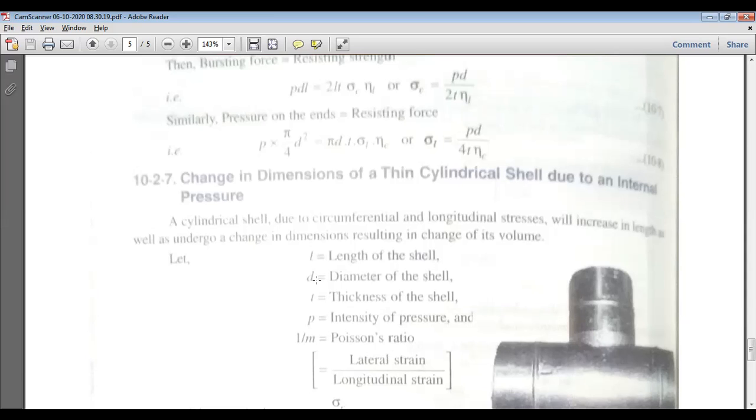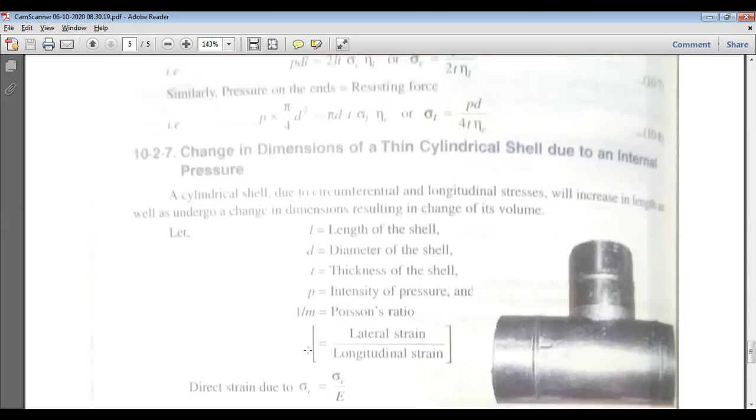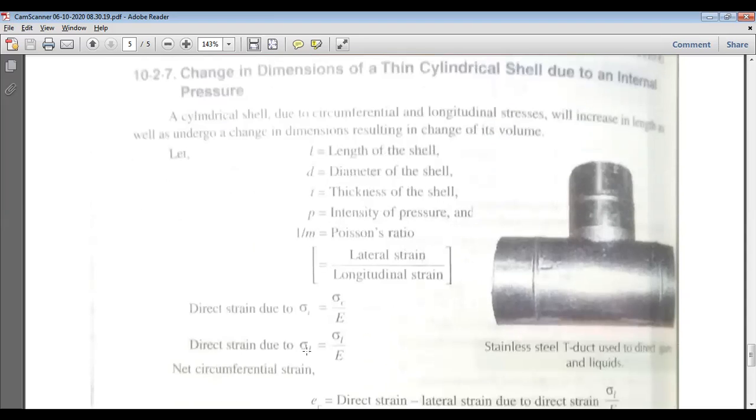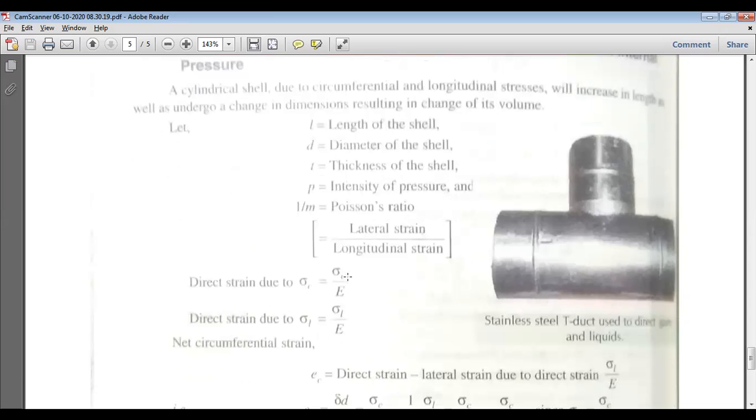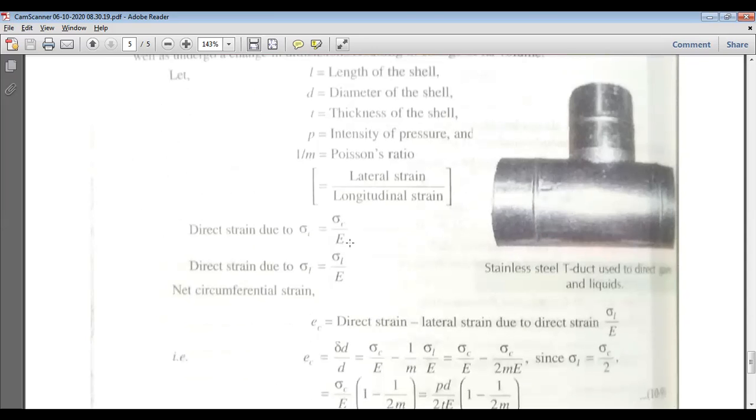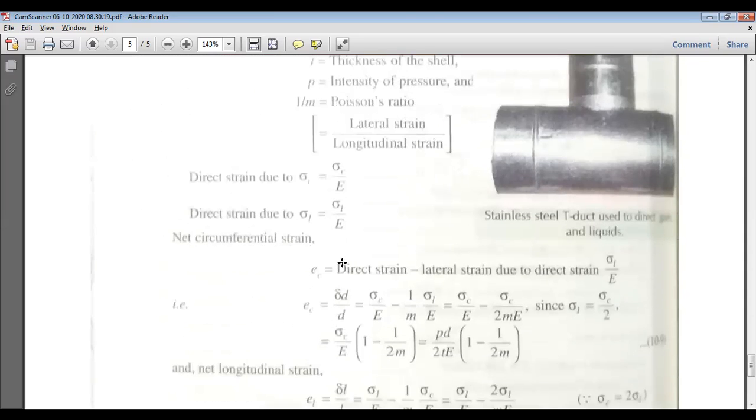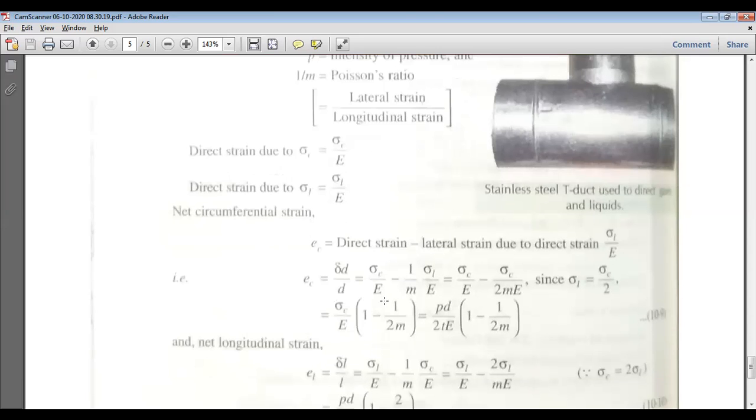So we can see L length, D diameter, T thickness, P intensity of pressure, as earlier defined, 1 by m Poisson's ratio, lateral strain upon longitudinal strain, then sigma C, then sigma L. Direct strain due to sigma C, dividing by E, and we have two types of strain, circumferential and longitudinal, each dividing by E. So the net circumferential strain EC is direct strain minus lateral strain: sigma C by E minus 1 by m sigma L by E.